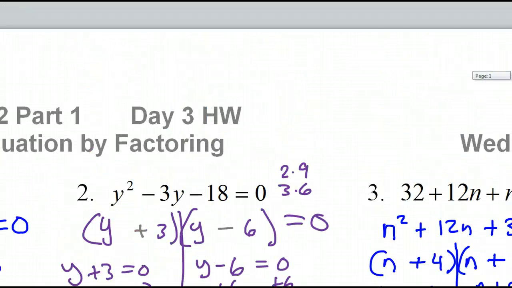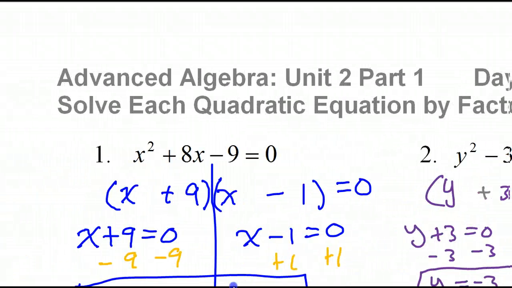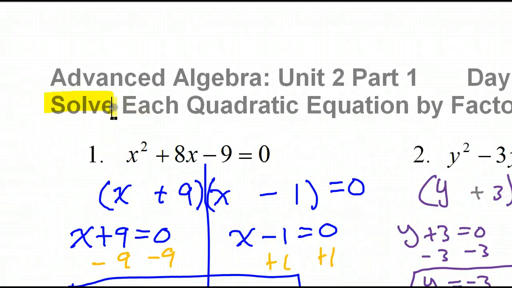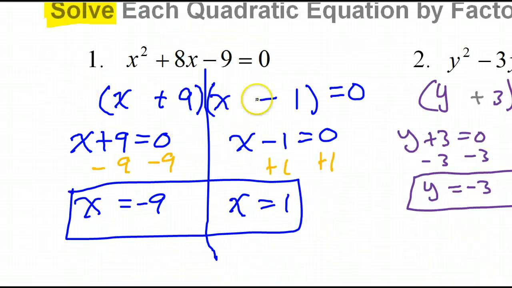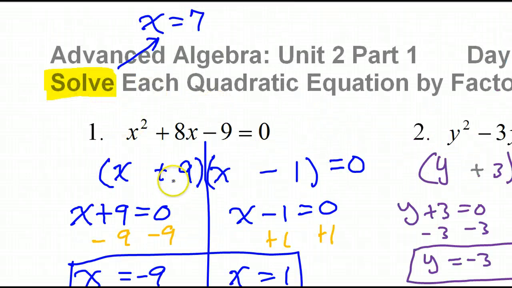The key is in the directions, and it's really this key word right here, solve. Solving means finding the actual value of the variable, like x equals 7 or something like that. That's what solve means. So if it says solve, that means we're not just going to factor. We haven't solved anything until we get all the way down to x equals a number. So if the directions say solve, that's how you know don't stop, keep going all the way.